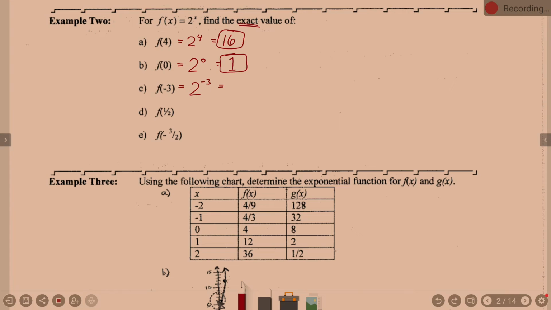F of negative 3, putting in the negative 3 in place of x, yes? Yes. 2 to the negative 3. Now, we just talked in that upper section. How do you deal with a negative exponent? To make a negative exponent positive, you move it to the denominator, right? So then this becomes 1 over 2 to the 3rd. And what do we know about 2 to the 3rd? It's 8. So I want 1/8 here.